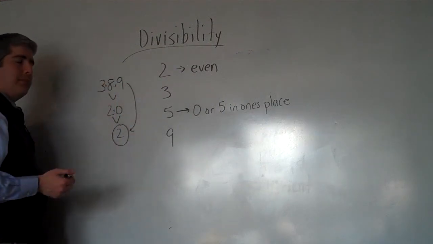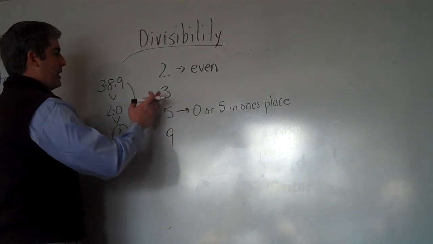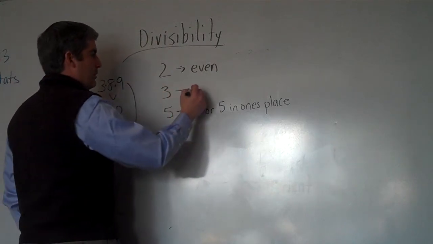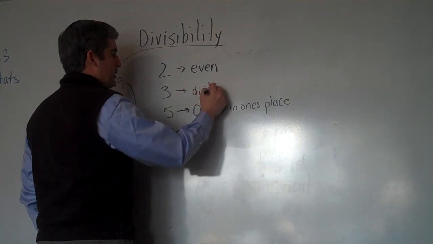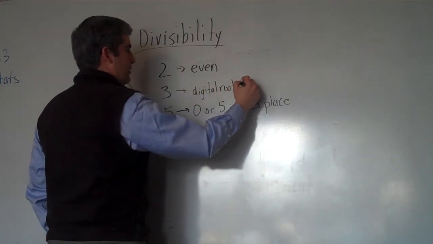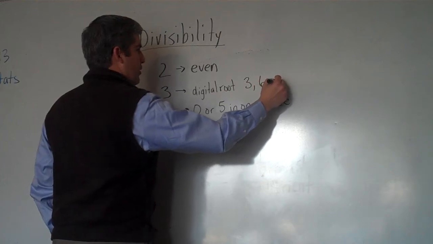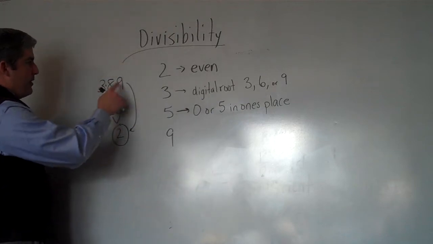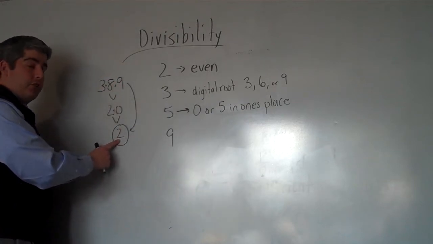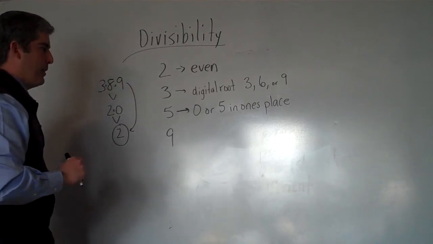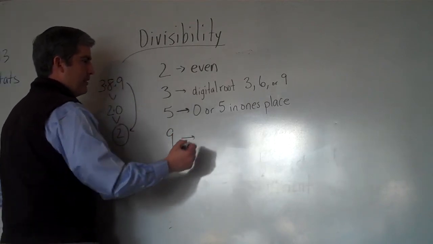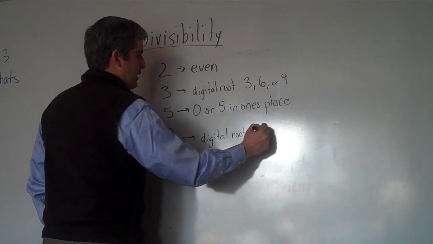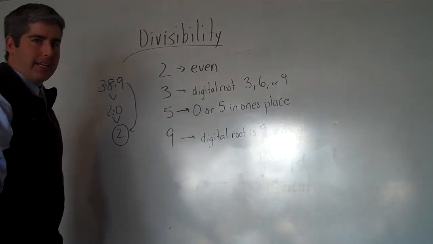Now, that comes in handy when we're trying to find if a number is divisible by 3 or 9. For 3, if the digital root is 3, 6, or 9, then that number is divisible by 3. Now 389 has the digital root of 2, therefore this would not be divisible by 3. With 9, if the digital root is 9, then it is divisible by 9.